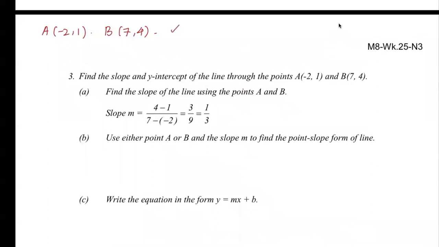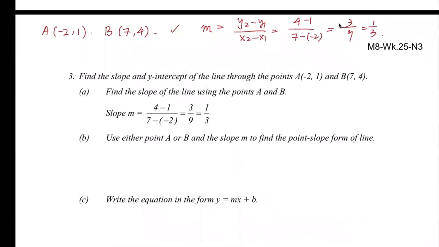With these two points, we can find the slope of the straight line. y2 minus y1 over x2 minus x1, which is equal to 4 minus 1 over 7 minus 2. So that's 3 over 9, which is 1 over 3. So that's the slope.